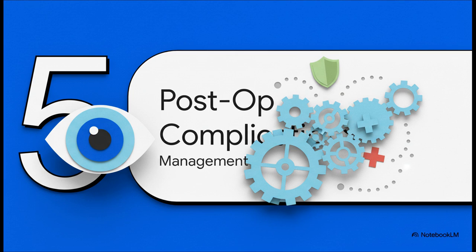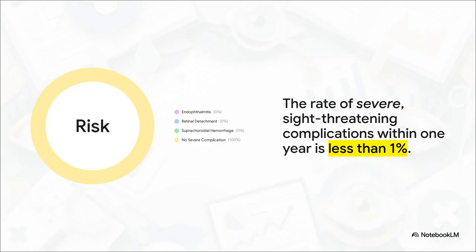So, for our final section, let's talk about what happens after surgery. Now, cataract surgery is one of the safest and most successful procedures in all of medicine, but no surgery is totally risk-free, and the guidelines are meticulous about how to handle any potential issues. This chart really helps put the risks in perspective. If you look at a huge study, the rate of really bad, sight-threatening complications is incredibly low. We're talking endophthalmitis in just 0.16% of cases. Retinal detachment in 0.26%. For anybody thinking about having this surgery, these numbers are incredibly reassuring. They're solid proof of just how safe this procedure is.